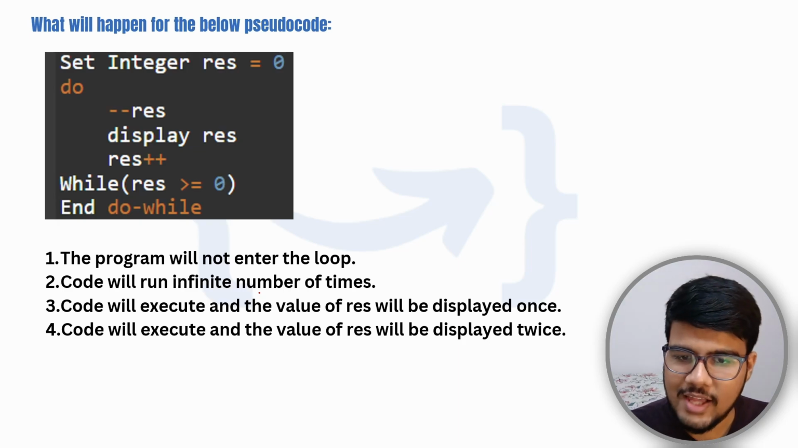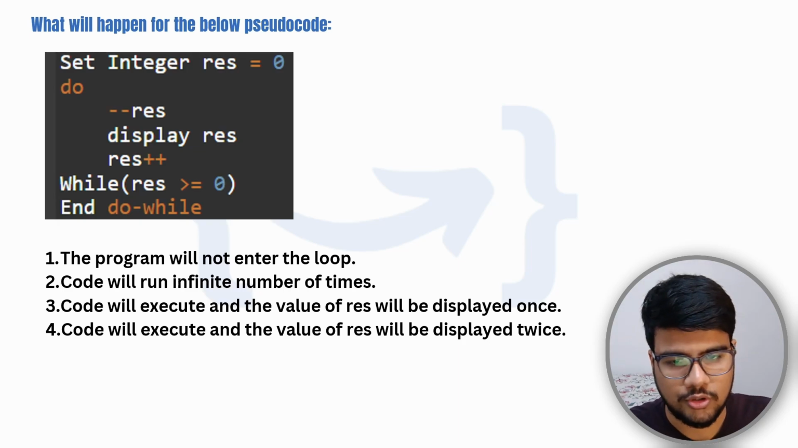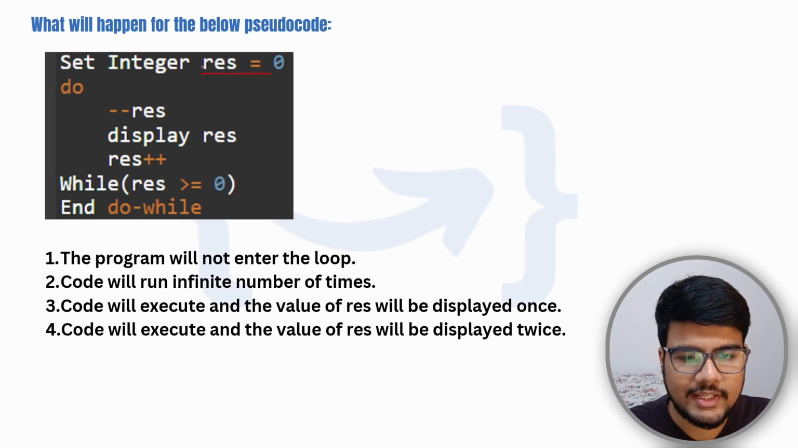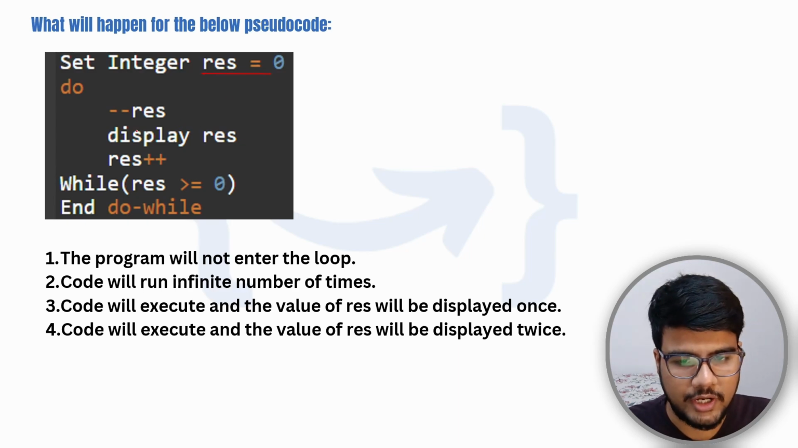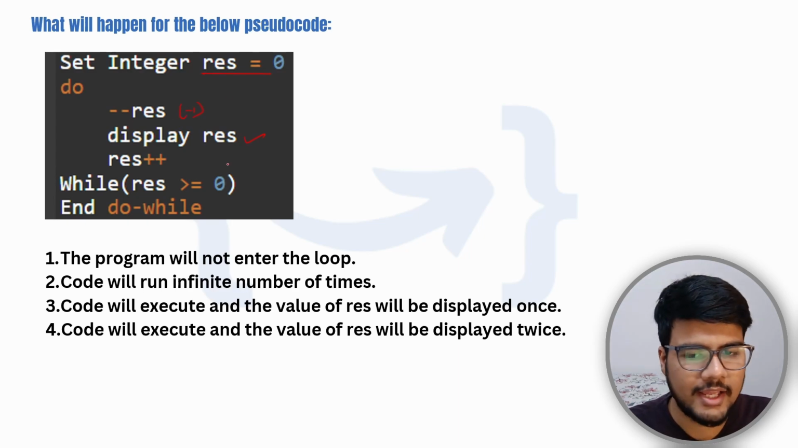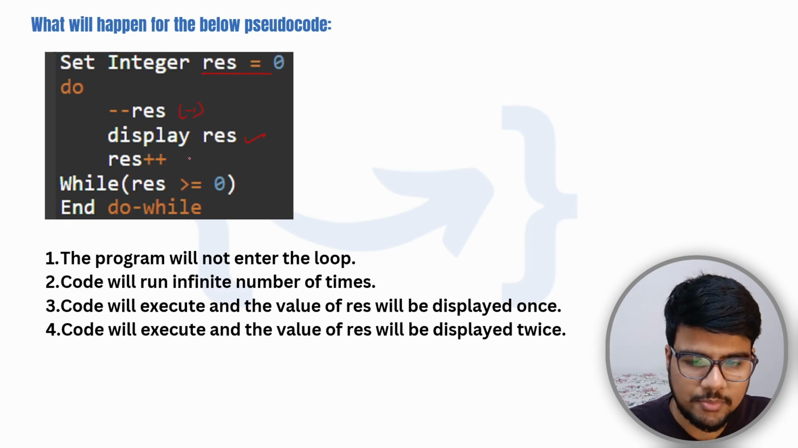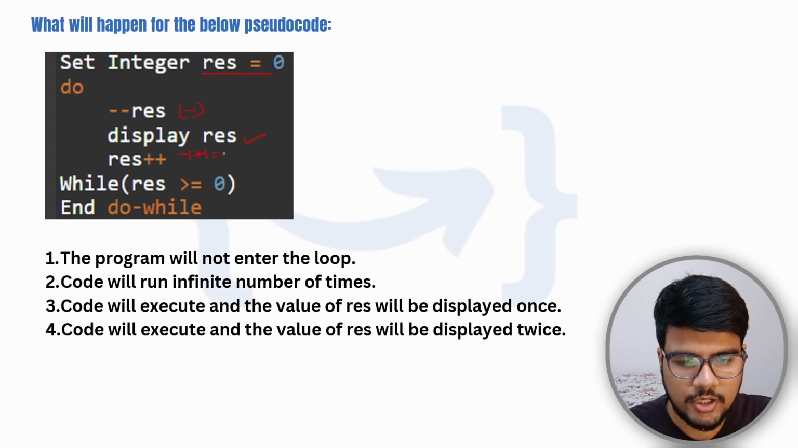Okay, what will happen for the below pseudocode? Set integer res. So my res is equal to 0. Great. So res minus minus, so it becomes -1. Display res. Okay, the display has been done. -1 has been printed. So res plus plus. Now -1 plus 1 will become 0, neutralizing the whole condition. Now what my while says: res is greater than or equal to 0. Okay, so 0 is equal to 0.